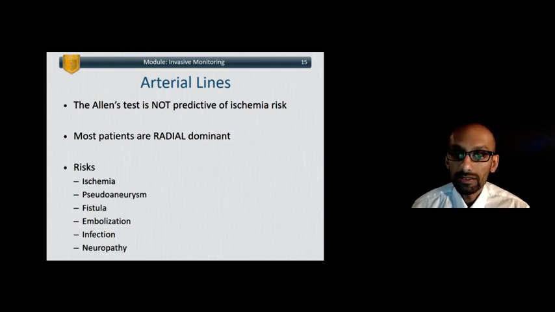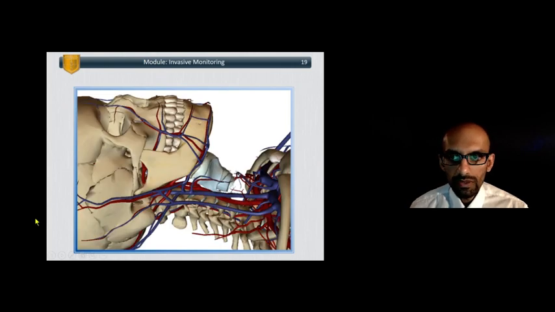Most patients are radial dominant. Remember that. You actually cannulate the radial artery in most patients when we need an art line, so that is somewhat ironic. And the risks of ischemia, aneurysmal formation, fistula, embolization, especially with air as you use the flush, infection and neuropathy exist with the placement of art lines invasively. So we're going to move on to invasive monitoring.